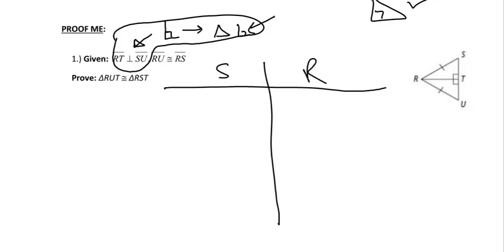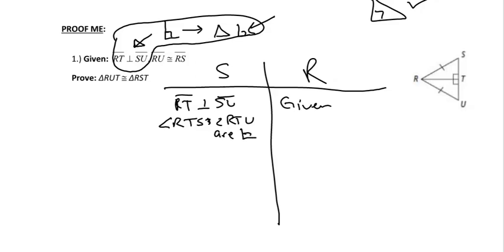Statement, reason. We're going to start with RT is perpendicular to SU, given. Now, if those are perpendicular, by definition of perpendicular, you will have right angles. So we can say angle RTS and angle RTU are right. And that would be definition of right. Oh, sorry, not definition of right. It would be definition of perpendicular. They're perpendicular, therefore they're right.